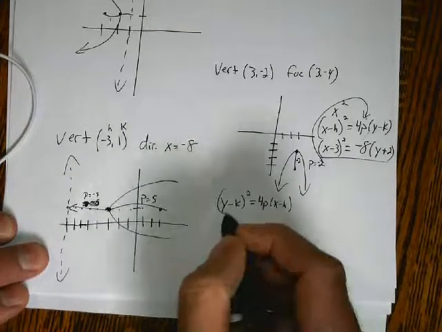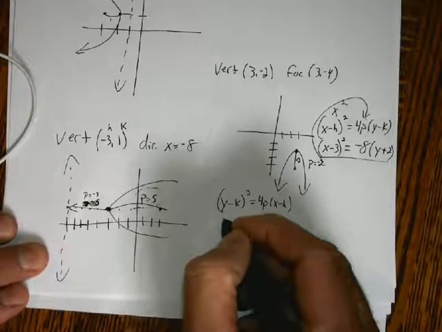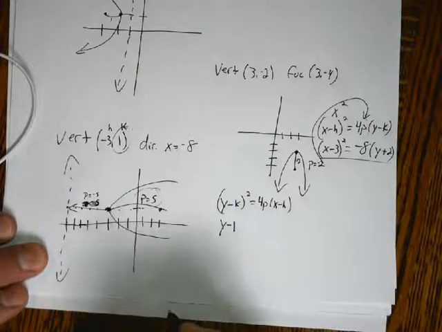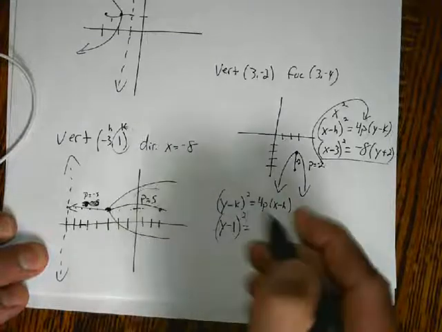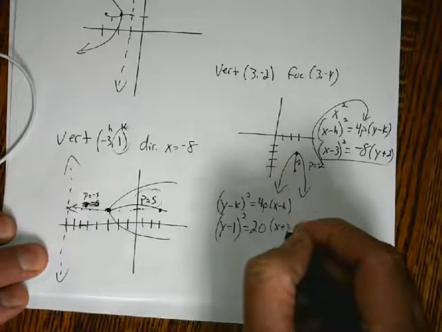So now we have our h, our k, and we figured out our p of 5. So we fill it in. y minus 1. Again, be very careful when you have a y squared parabola. Quantity squared is, well, 4 times 5 is 20, and then we have x plus 3.